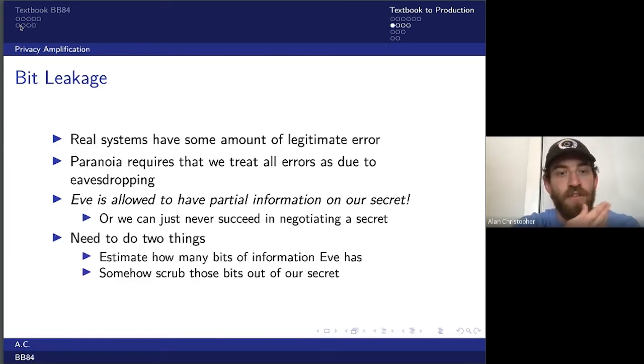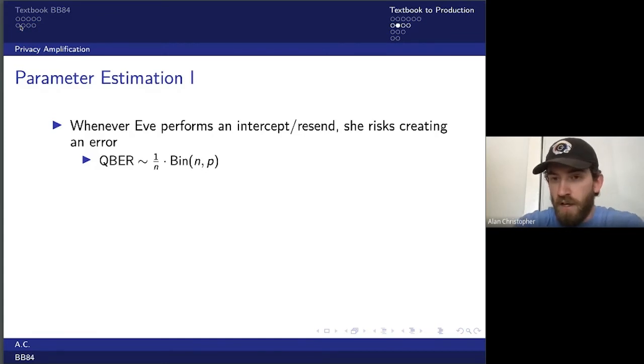So we have 2 things that we need to do. First, we're going to need to figure out some way to get a bound or an estimate of how much information Eve can have on our key. And then we need to figure out a way to scrub out that many bits from our secret, even though we don't know which ones she has that information on. And in fact, it could be probabilistic over several different bits. So the first thing first is going to be parameter estimation.